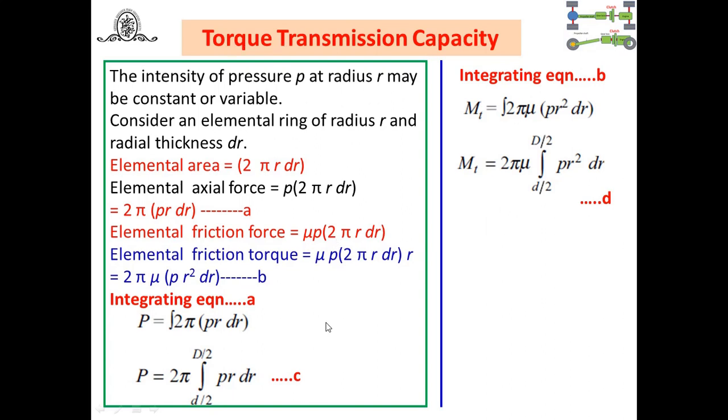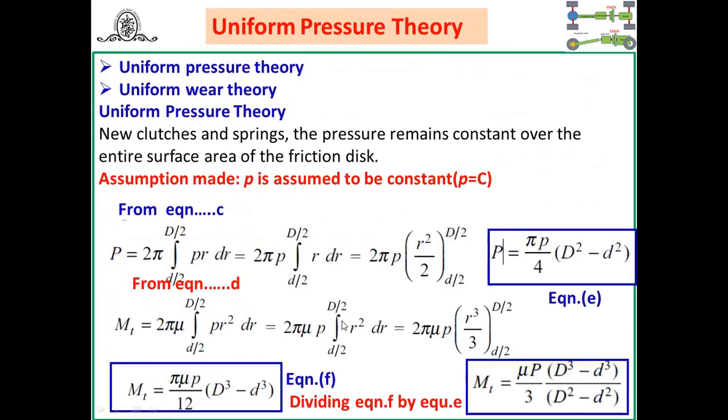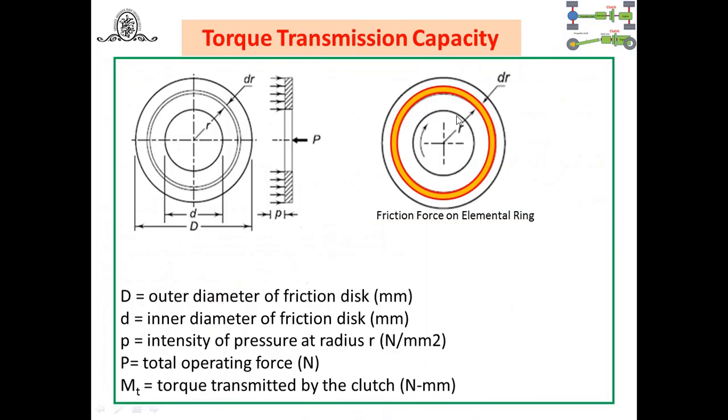But here, there are two theories involved in the design of a clutch. One is the uniform pressure theory, another is the uniform wear theory. Now let us discuss the uniform pressure theory. We have already discussed the theories, but let us see. What do you mean by uniform pressure theory? The pressure remains constant over the entire surface of the friction disc. Remember this. That means on this surface, from small d by 2 to capital D by 2, on this annular ring total surface area, pressure remains constant according to uniform pressure theory.